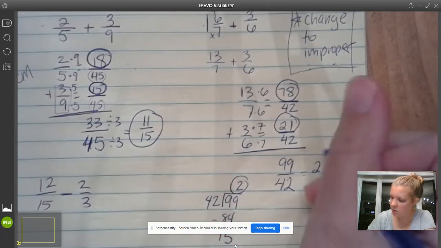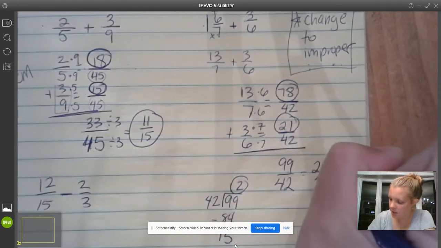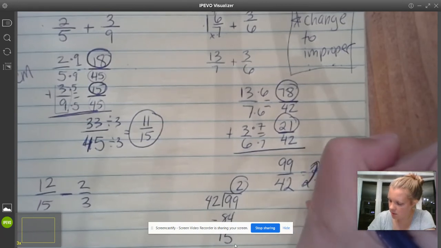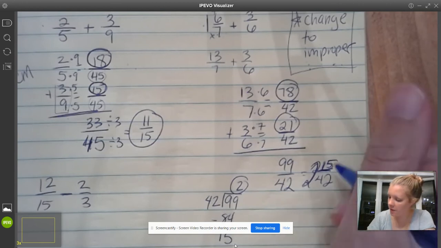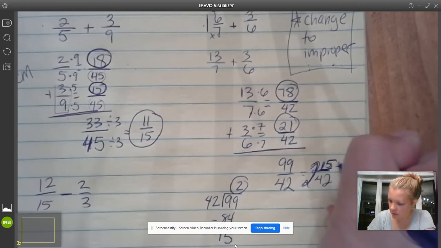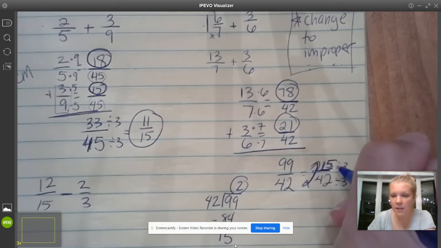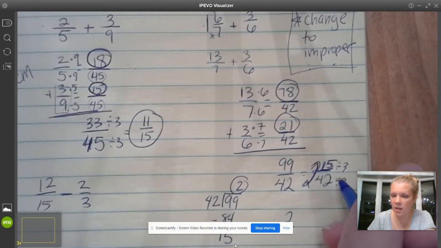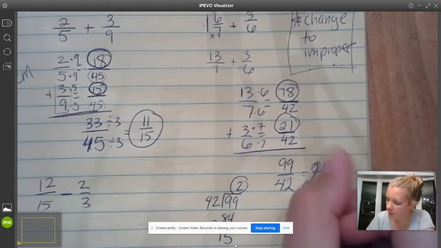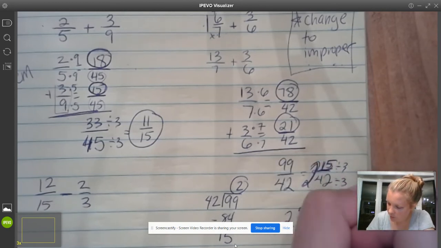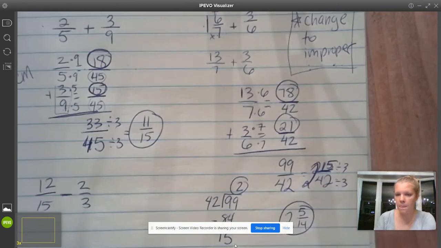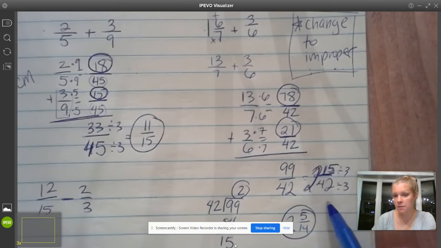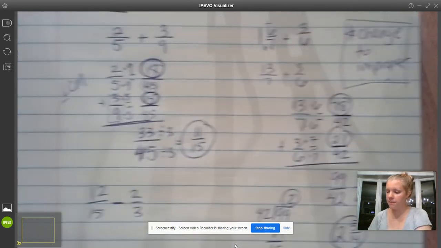2 whole times with 15 left over. And then you have to simplify that. Divide all of this by 3 because there's a 3 in 15 and 42. When you simplify a fraction, the whole number stays the same, and you'll be left with 5 over 14. That's a kind where it's tricky to make it a mixed number. I don't know my 42s that well.